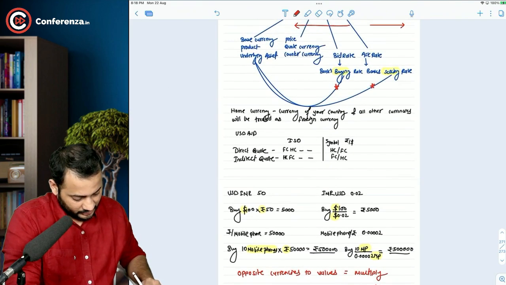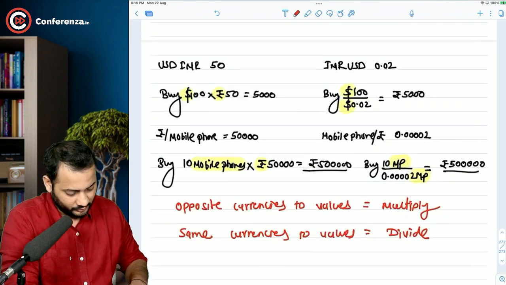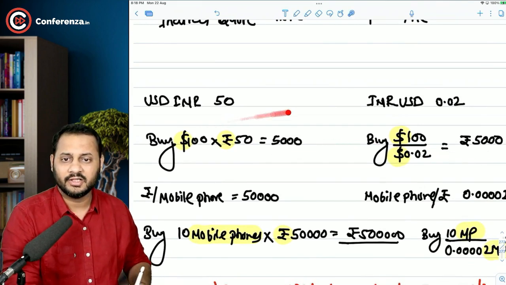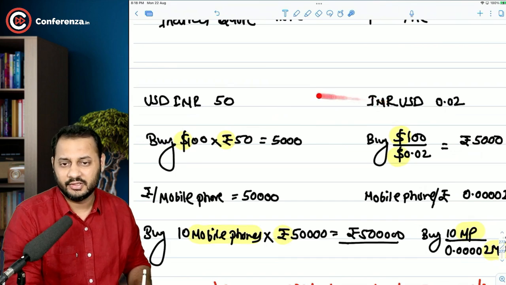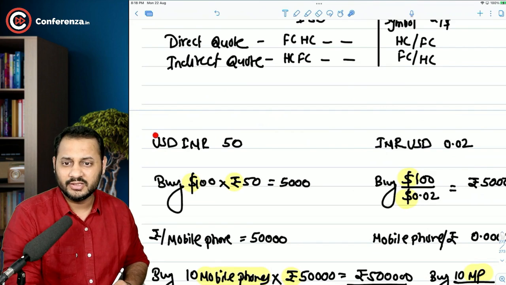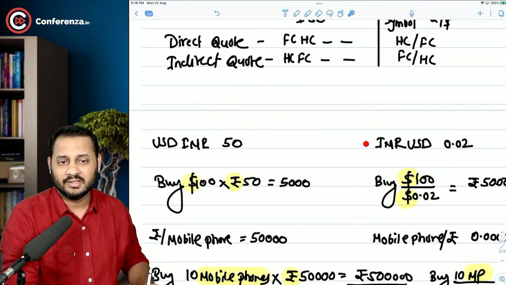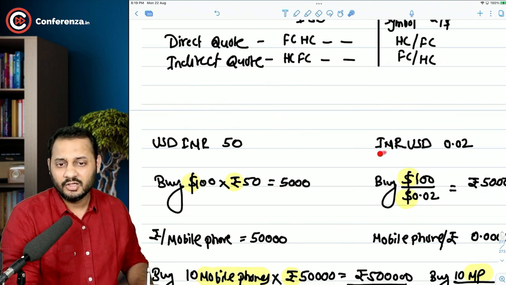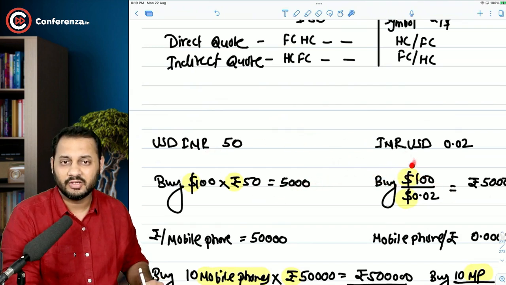Okay, sir. So you have learned a lot, and one more thing you need to understand with this. How come the answer was the same and the quotations were opposite? This was a direct quote for me. See, I am right now in India, and for me this is foreign currency, this is home currency, FC HC 50. So this is a direct quote, and this is an indirect quote to me because home currency is written first. How come the answer from both quotations is the same?